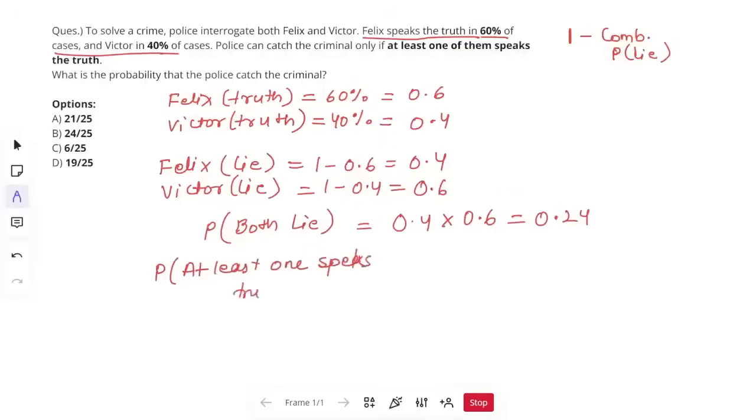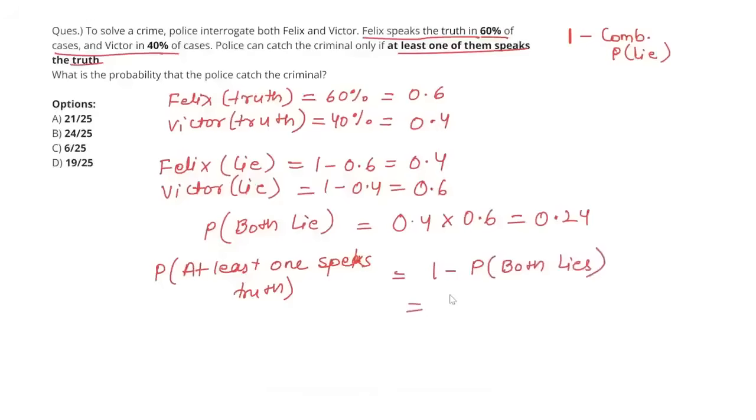If you see in the question, at least one of them speaks the truth. So the probability that one of them speaks the truth is 1 minus the probability of both lying. If we remove the probability of both lying out of 1, the only probability left is the probability of at least one of them speaking the truth. So 1 minus the probability of both of them lying, 0.24, is going to give us 0.76.